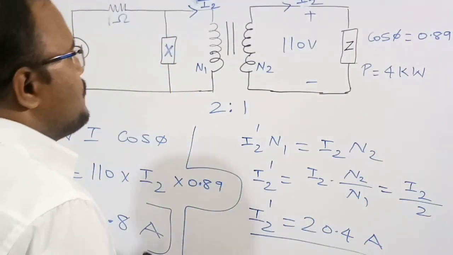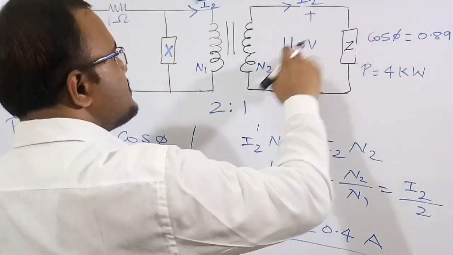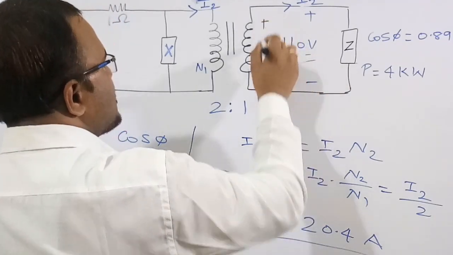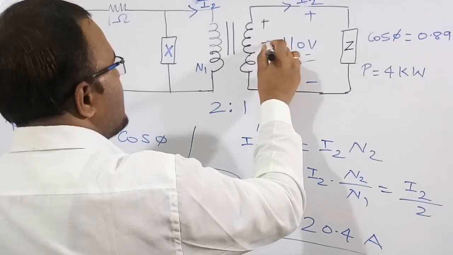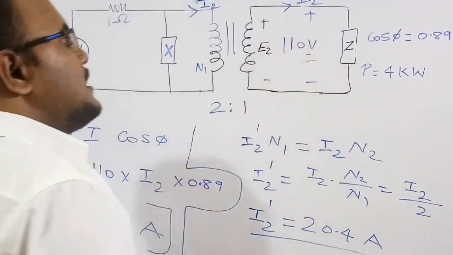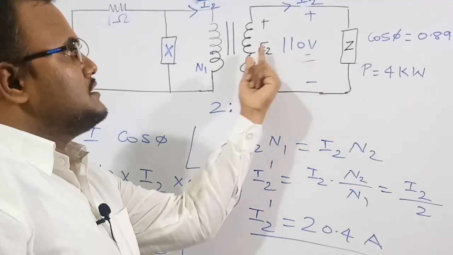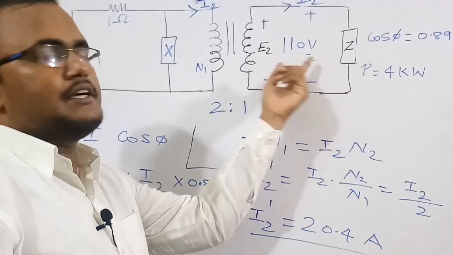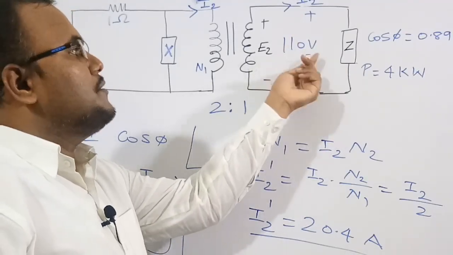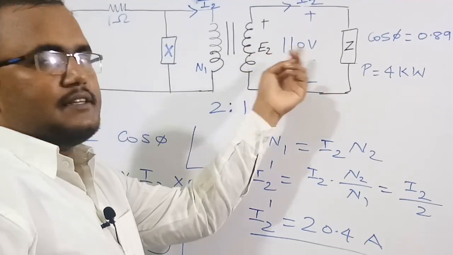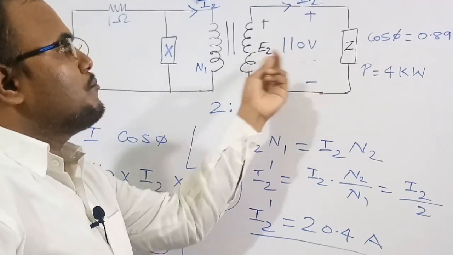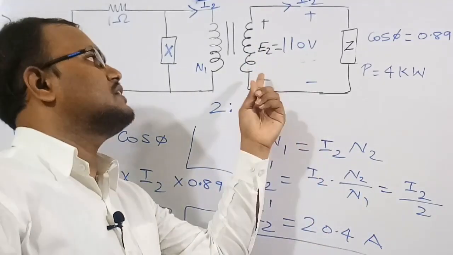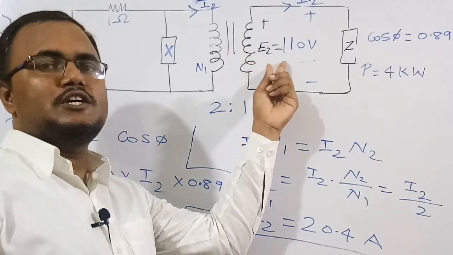Now we know the voltage across the load is 110 volt. Let me assume this is E2. The voltage induced across the secondary is also E2, because both are connected in parallel, so they have the same voltage. The 110 volt and E2 are both the same. So E2 is equal to 110 volt. The voltage across the load and across the secondary winding is E2, which is 110 volt.